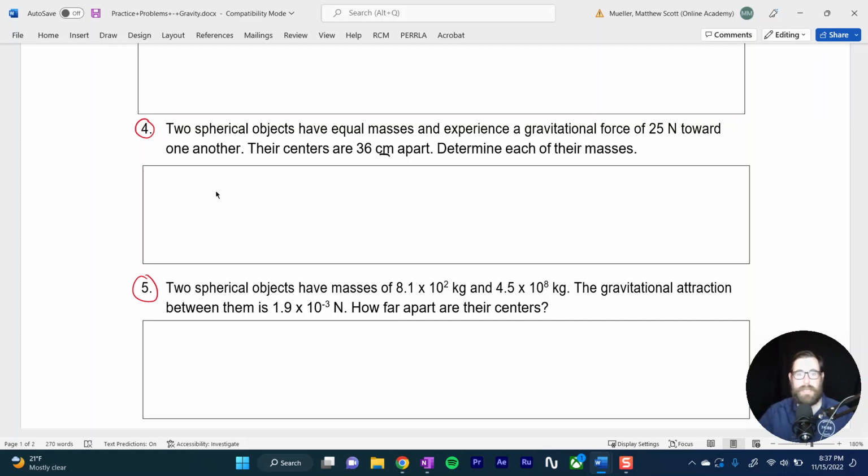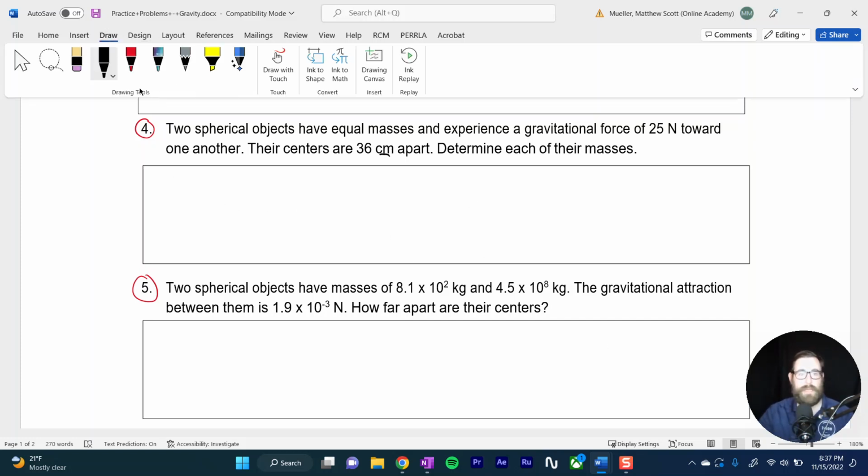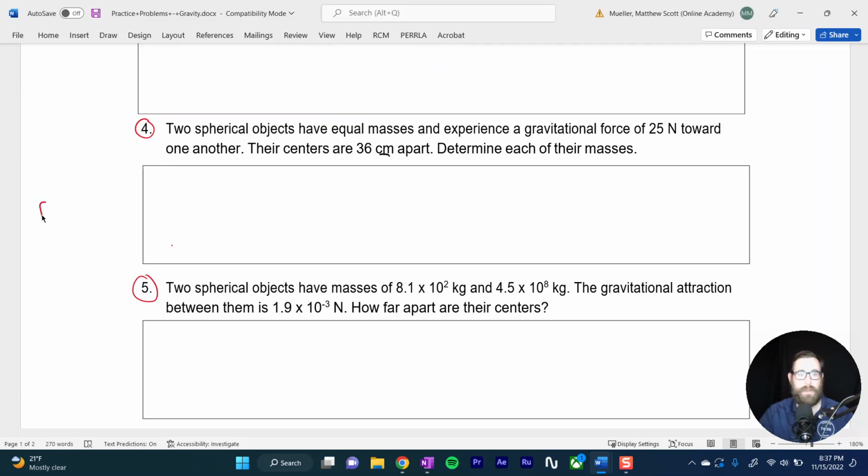All right, so again, we start off with our formula here. We're going to be using that. I'm going to put it all the way over here: F equals G m1 m2 divided by r squared. Okay, that's our equation. So notice here they're asking what are their masses. We want to know what m1 and m2 are. Now they do tell us something helpful here. The masses are equal, so we can say that m1 equals m2.